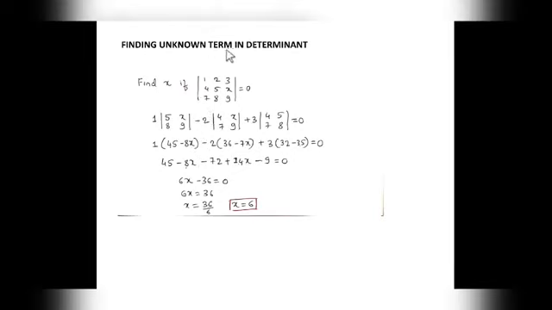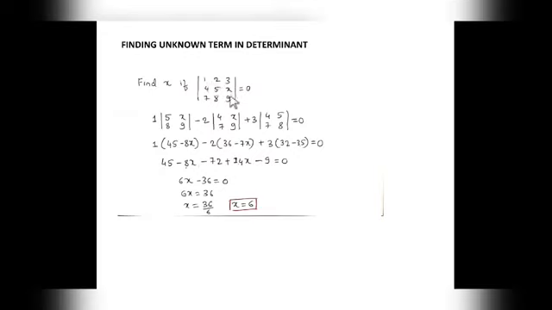Now finding unknown term in the determinant. Find x if the determinant value is equal to 0. Now here we have to find the missing term x in this determinant. As we know how to find the determinant value of this, but this time they have given the value of the determinant, that is 0. No need to find the value of the determinant, we just have to find the value of x now.